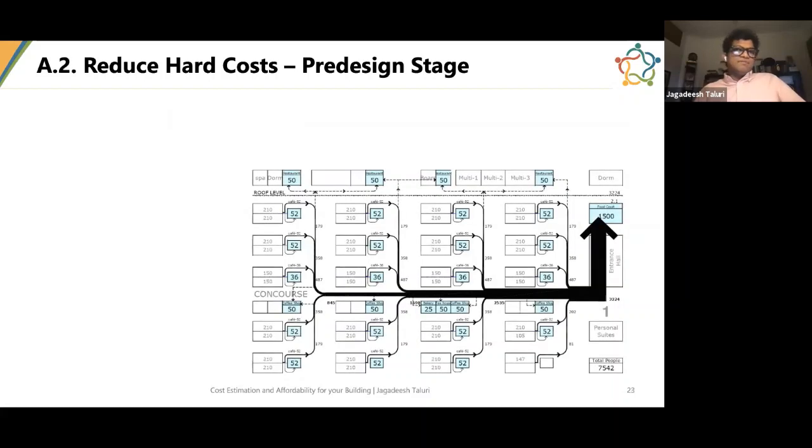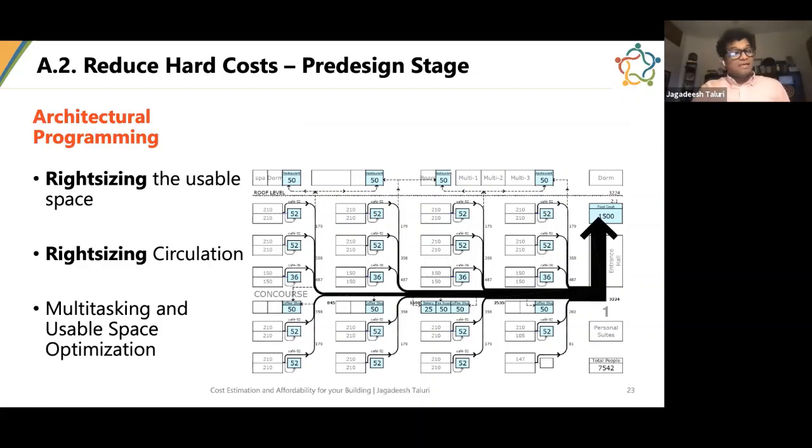Now, another way in which you can reduce your costs is through architectural programming. In the image that you are seeing, each row is one floor. So there are 5 floors of this building, and each column is a block. This is for a building that we have designed, where we tried to see where to place the cafeterias. The blue shaded areas are the cafeterias, and the total occupancy is also given.